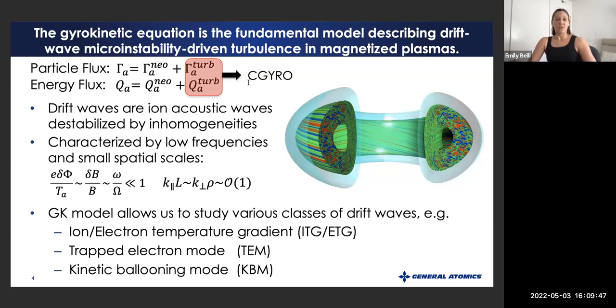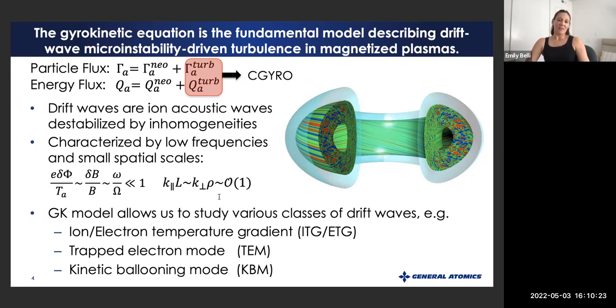So the gyrokinetic equation, solved in codes like C-gyro, is the fundamental equation describing microinstability turbulence driven by drift waves. And physically, drift waves are basically ion acoustic waves that are destabilized by inhomogeneities in the plasma. And they are characterized by small amplitude fluctuations in the electric and magnetic fields, delta phi and delta A, low frequencies relative to the cyclotron frequency, and spatially long parallel wavelengths along the magnetic field lines and short perpendicular wavelengths. And these define the gyrokinetic orderings.